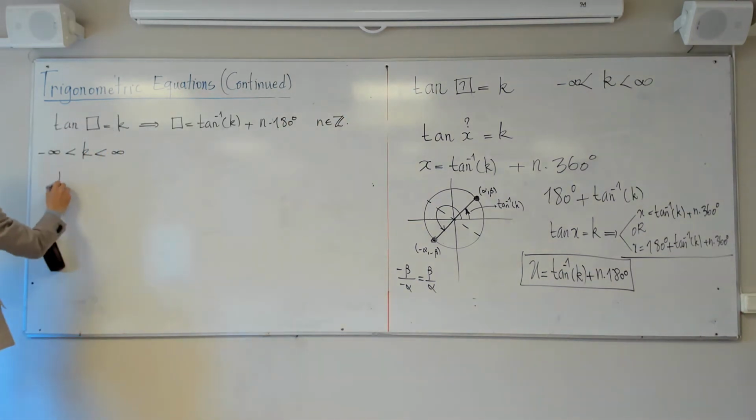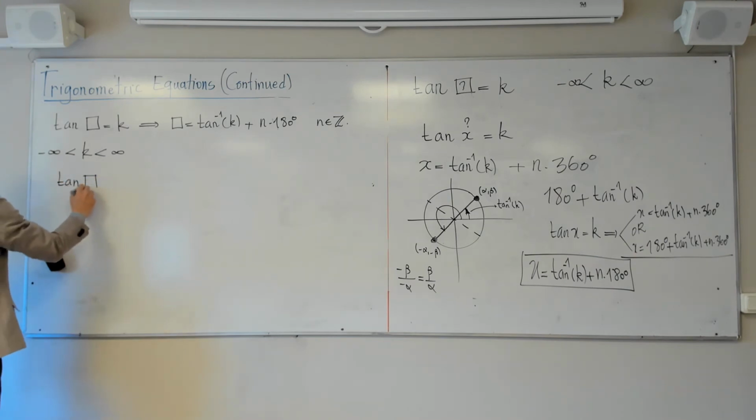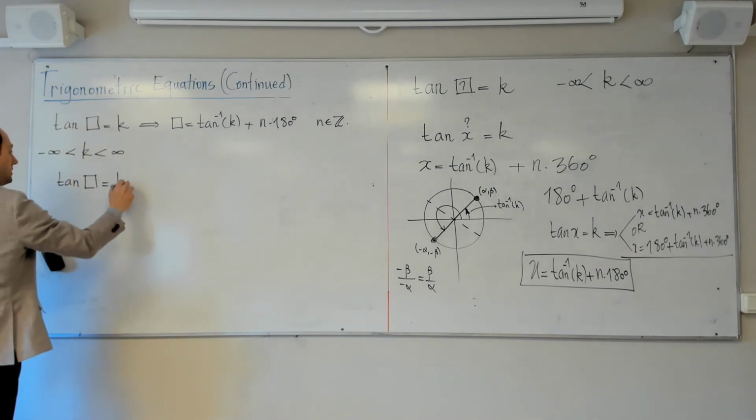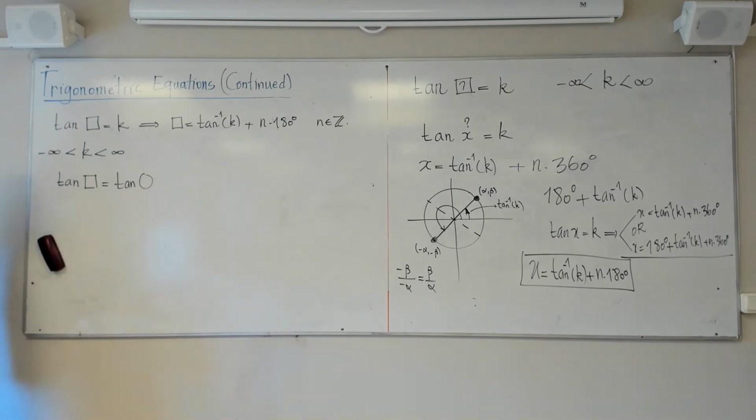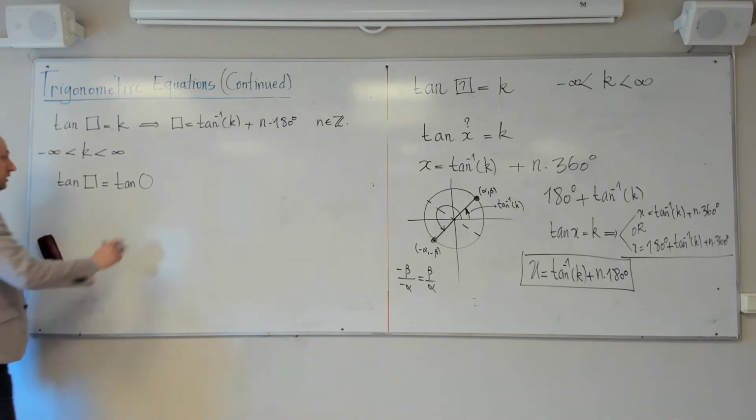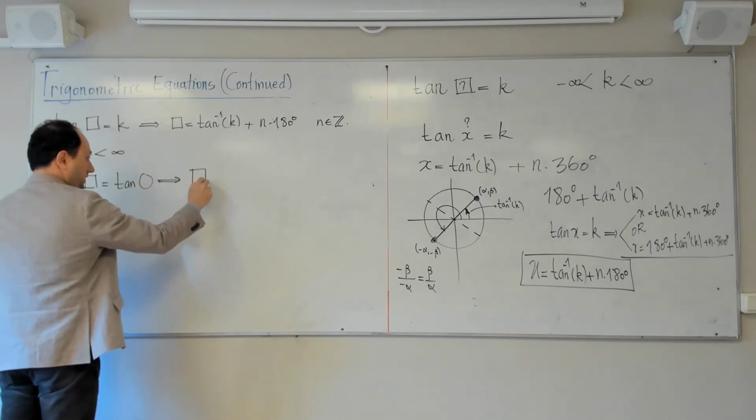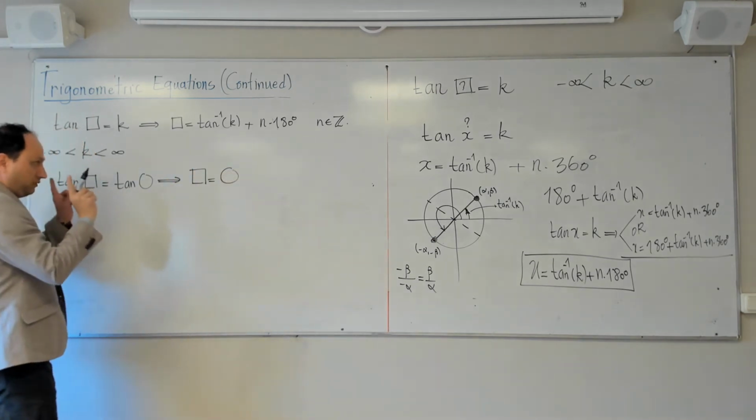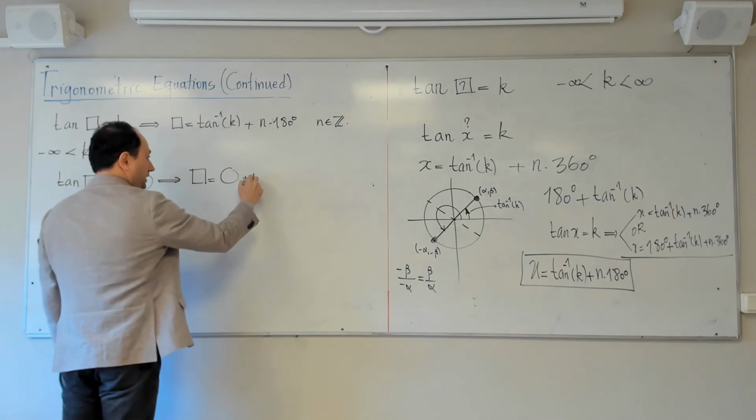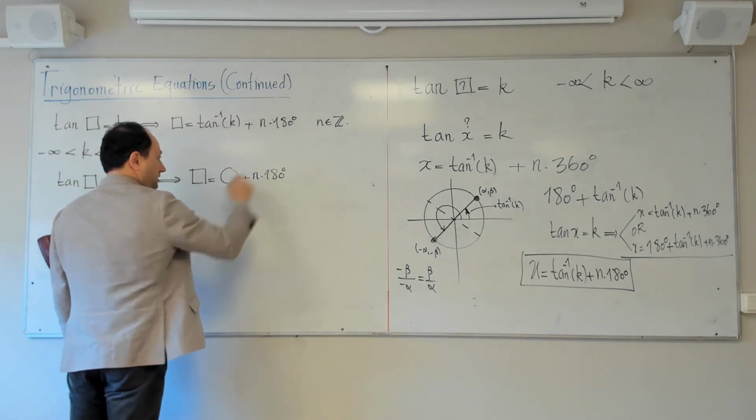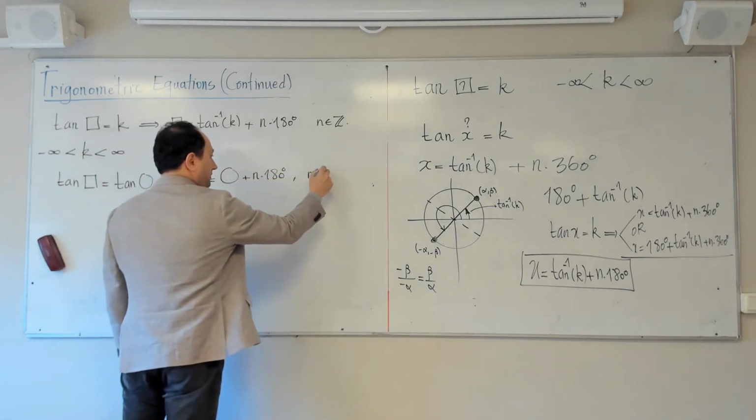Okay, can you write the other version as well? So tangent of the box is equal to tangent of the circle. Sorry, yes. What can I write here? There's only one formula that I can write here. The box is equal to the circle. This is only one possibility, but there are infinitely many more possibilities. And that is this case.